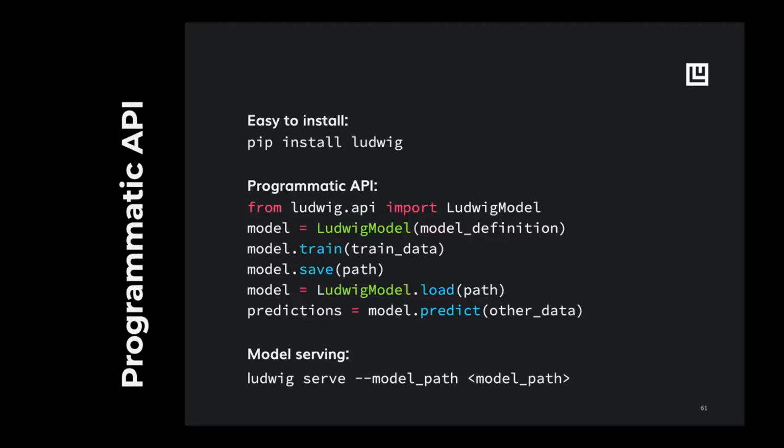If you want to serve a pre-trained model, you just have to call ludwig serve and the path to the model that you trained. And it will spawn a REST API that you can query for obtaining the predictions.